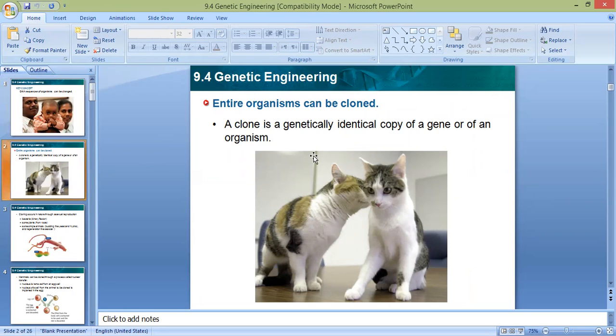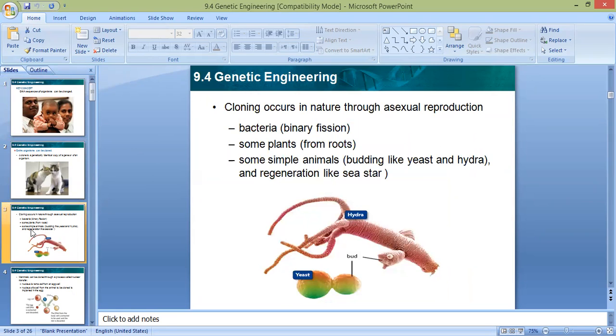Cloning is also a technique which is used to produce a genetically identical copy of a gene or of an organism. We said cloning happens naturally in the environment by bacteria. They clone themselves, making an exact copy by binary fission, the division of bacteria. Some plants divide from the root by cloning. And some animals like budding yeast, hydra, and sea star reproduce by cloning by themselves.